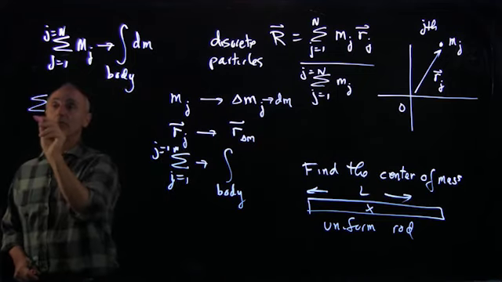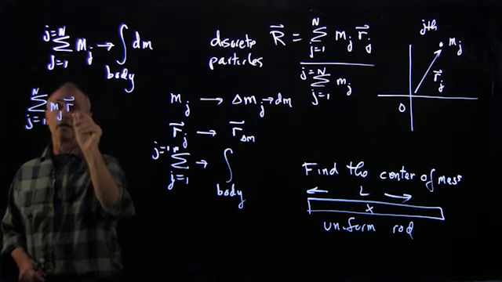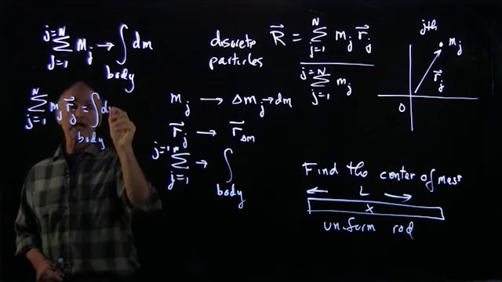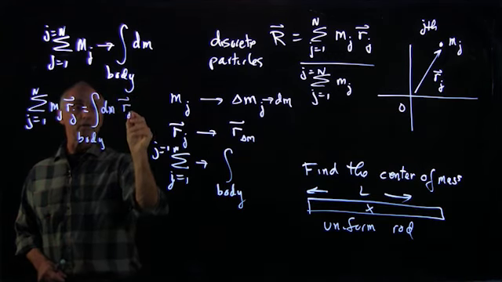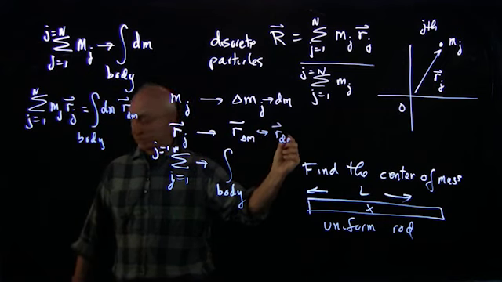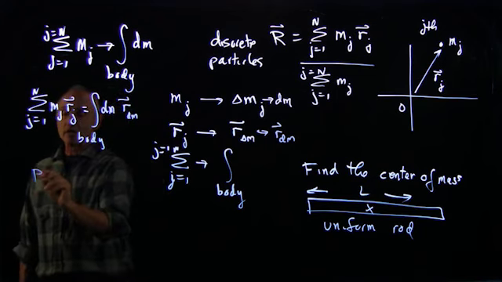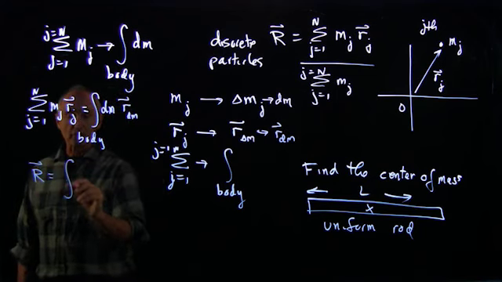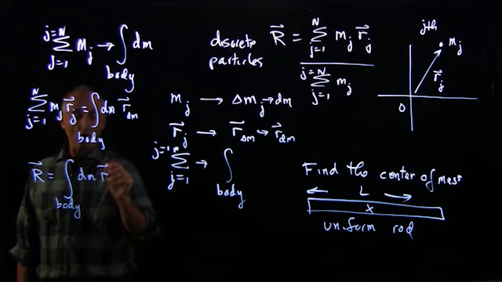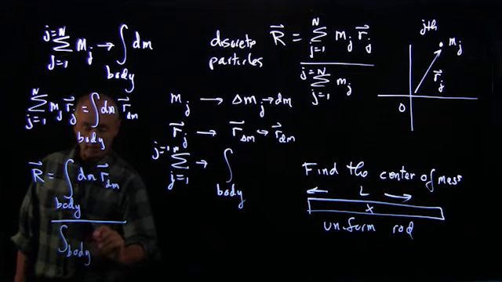And likewise, our sum, j goes from 1 to n, of mj rj, goes to an integral over the body of dm times the vector r going to that element. So we can say in the limit that this becomes r going to that element. Now, that means that our continuous expression for the continuous object is an integral over the body of dm r to that element dm divided by an integral over the body of dm.